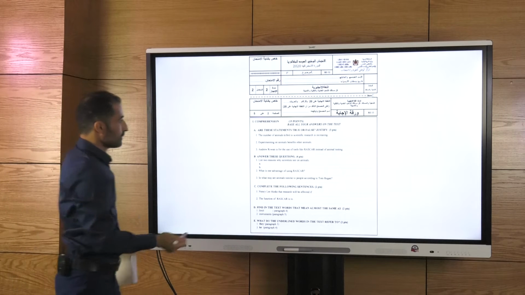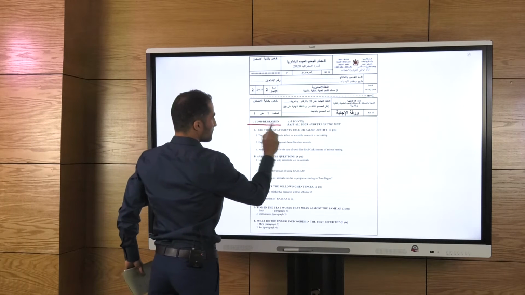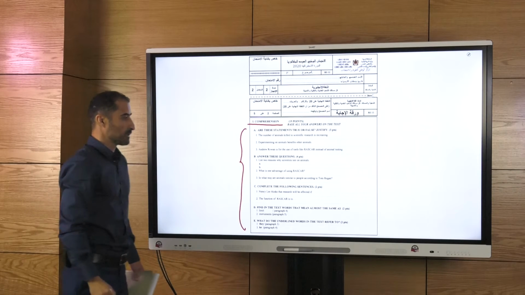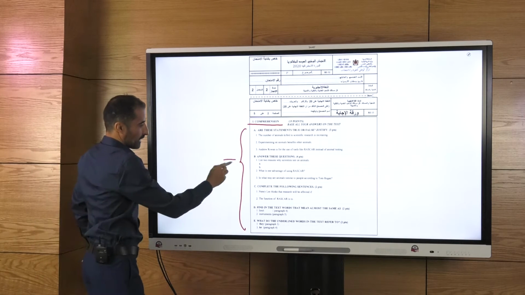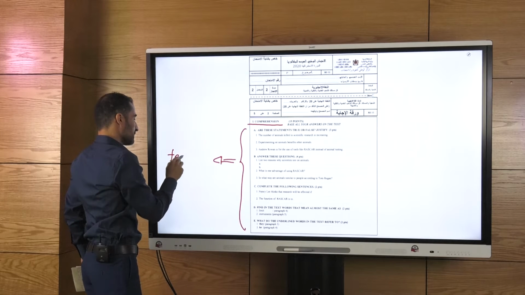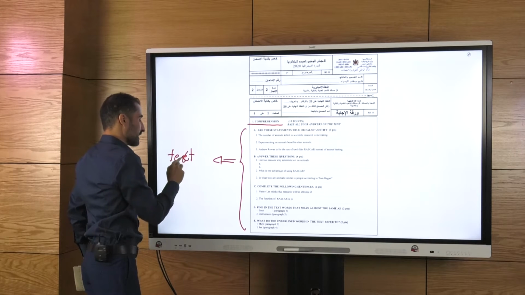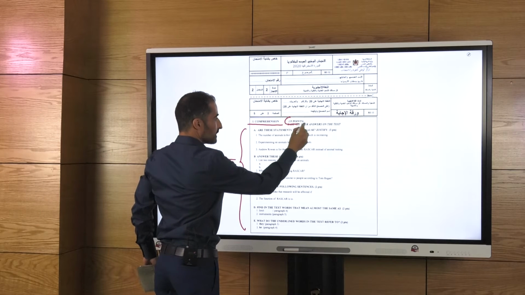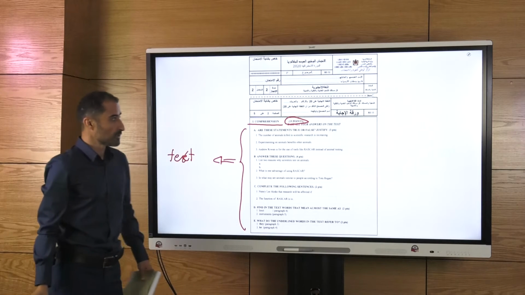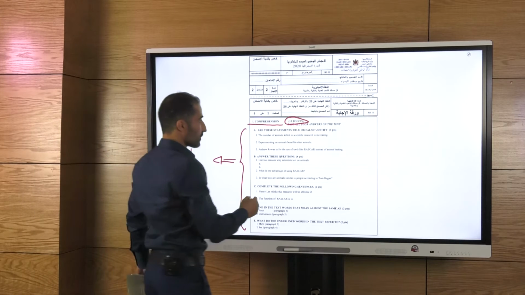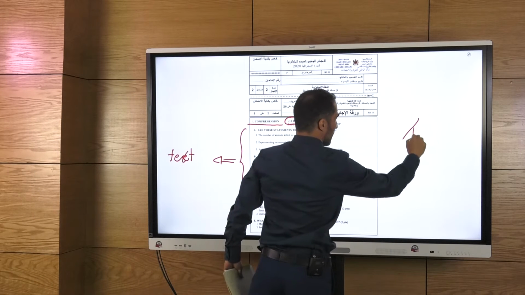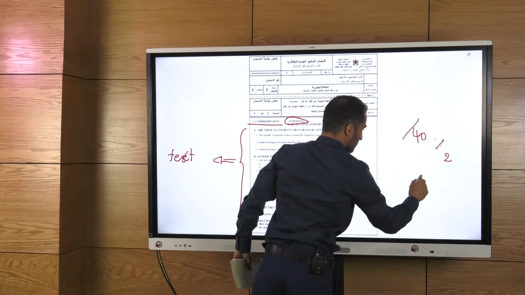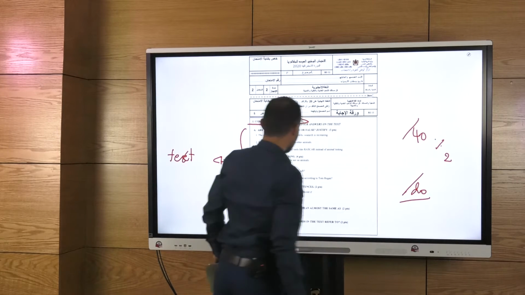Yes, so now the first component is comprehension. All these questions and activities are related to the text we've seen so far. As you can see here, the scoring is 15% because the outcome score is going to be out of 40 and then divided by 2, and then you'll get your scoring on 20.